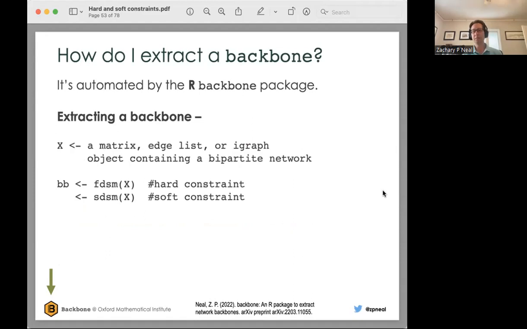Then we can pick one of these two functions. So FDSM is the model that imposes hard constraints, SDSM, the model that imposes soft constraints, and gives us our backbone. So in this case, BB, our backbone, is going to be a unipartite graph, and it's going to come back to us in whatever form X was. So if our starting data was an incidence matrix, BB is going to give it to us as an adjacency matrix. If X was a bipartite iGraph, BB is going to be a unipartite iGraph.